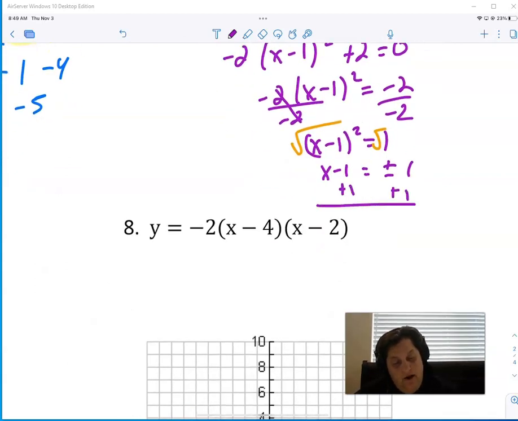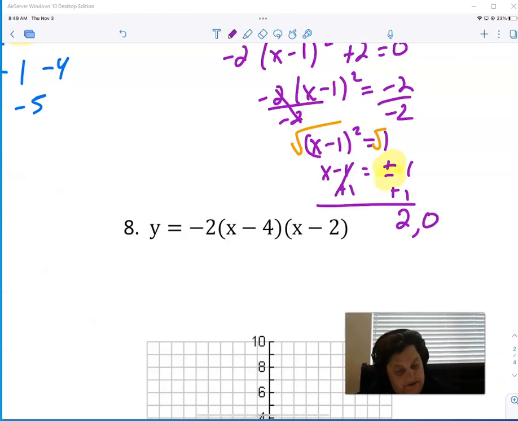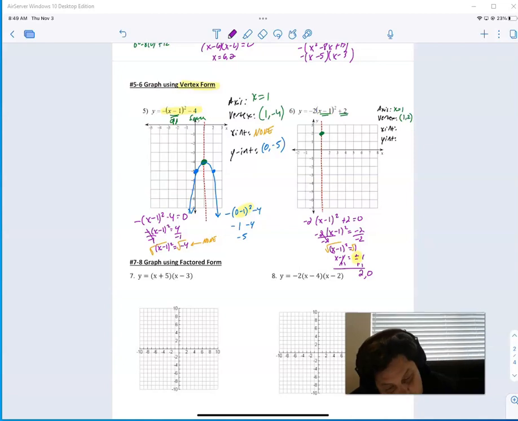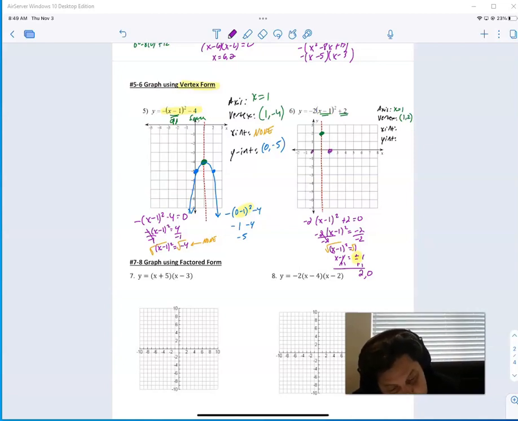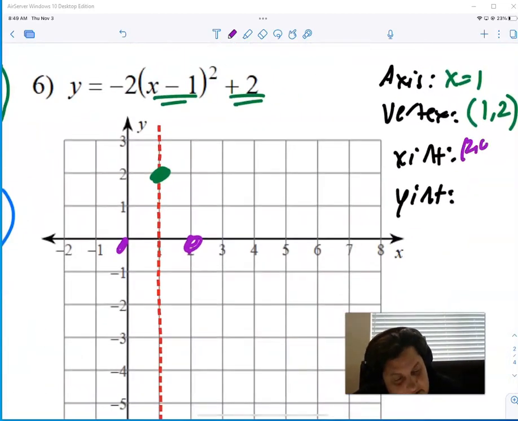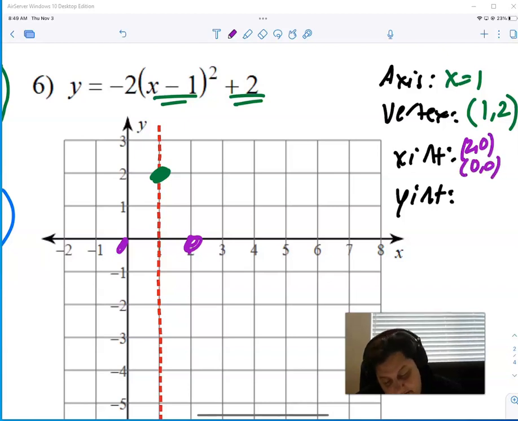When I add 1 over, I need to do the positive. Positive 1 plus 1 is 2. And then I need to do the negative. Negative 1 plus 1 is 0. So those are my x-intercepts. So I can write them as 2, 0, and 0, 0.